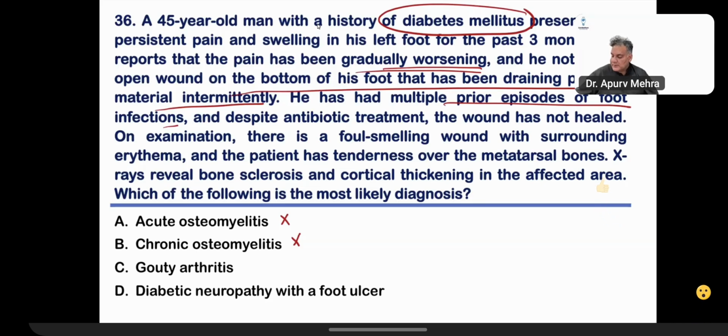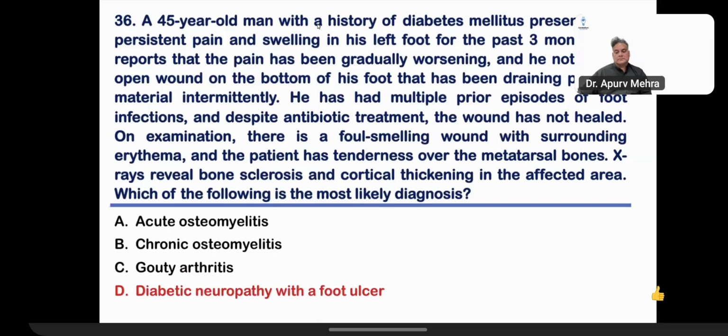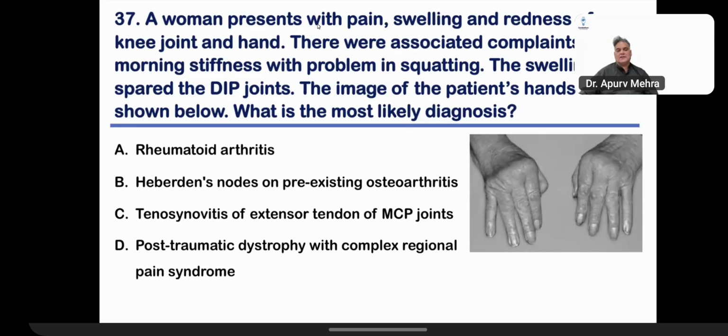There's a foul smelling wound with surrounding erythema, and the patient has tenderness over the metatarsal bone. X-ray revealed bone sclerosis and cortical thickening in the affected area. Which of the following is the most likely diagnosis? Diabetic neuropathy with a foot ulcer. That's the answer here. This is a classical diabetic foot. Okay, diabetic neuropathy. Correct the answer again, so the answer is going to be D. Wrong in the app, it will be fixed. That's okay. In diabetic foot it is automatically understood that these osteomyelitic changes will be there, but here with the foot ulcer, non-healing ulcer, neuropathic joints.